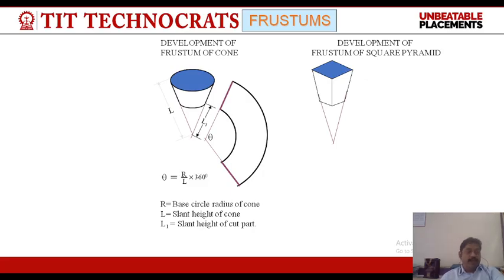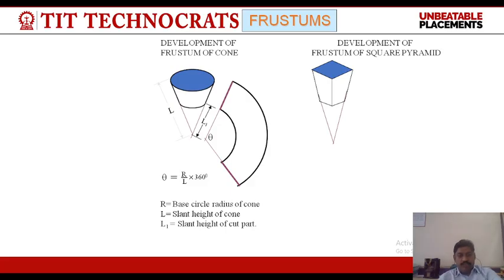So, of the different methods of development, the first two are most important: the parallel line method and the radial line method. We also have two other methods: the triangulation method and the approximate method. So there are four different methods of development of surfaces. The first two are important because they develop the object accurately, and the next two, triangulation and approximate, are for double or triple curve surfaces, in which the object cannot be accurately developed.